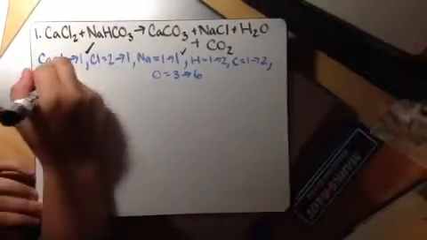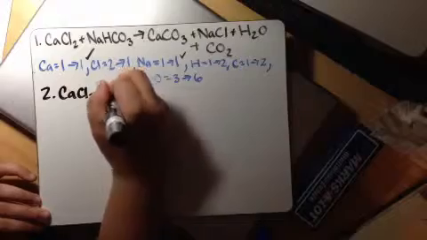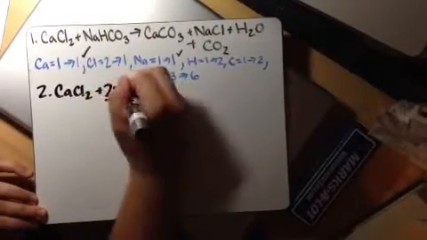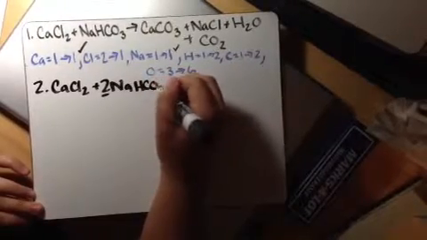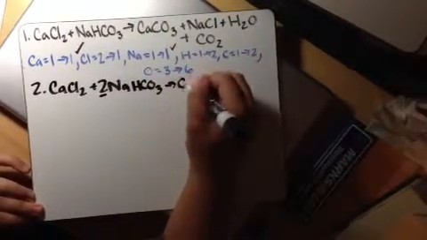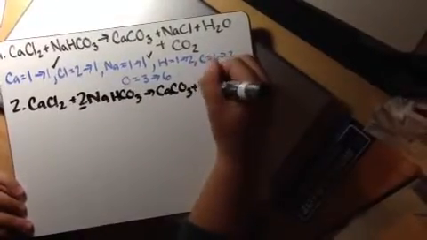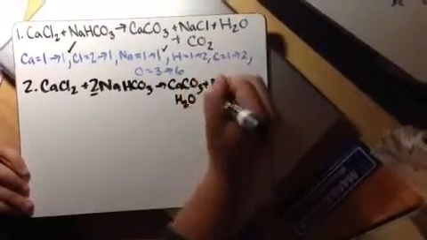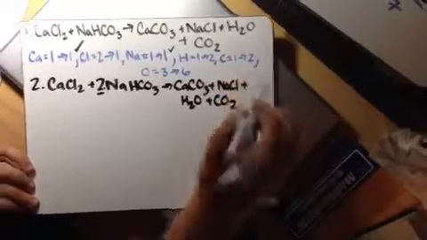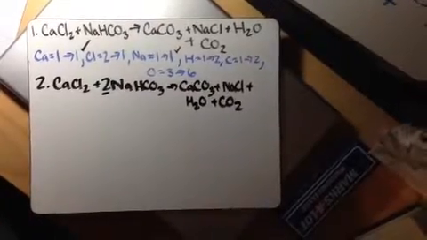So step 2, CaCl2 plus 2Na, so that's new, 2NaHCO3 to CaCO3 plus NaCl plus H2O plus CO2. So let's see where that brings us with all of our totals so far.